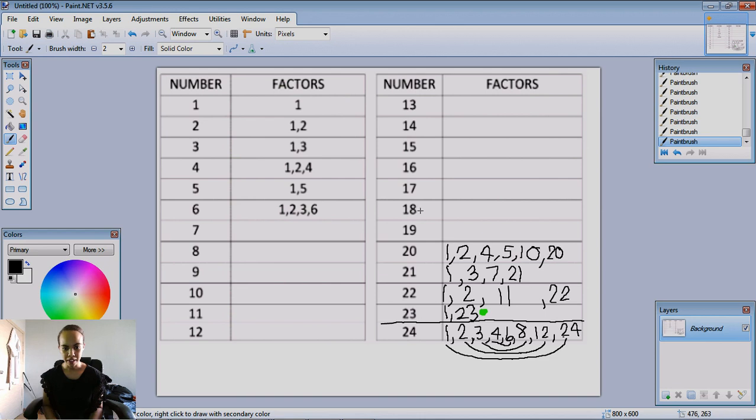Now let's do one more. Let's do 17. That's 1 and 17. Only 2 factors there, number 1 and itself, so I am going to draw a little dot there so you can see. I hope that has refreshed your memory. Let's go back to the presentation and do a little bit more practice.